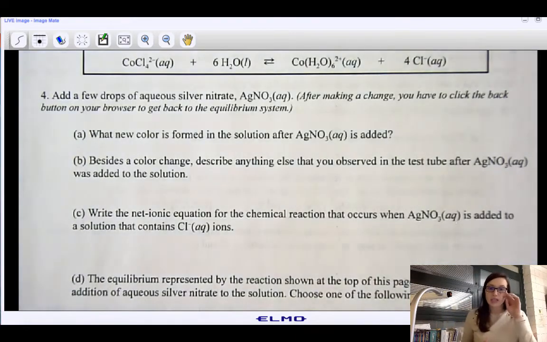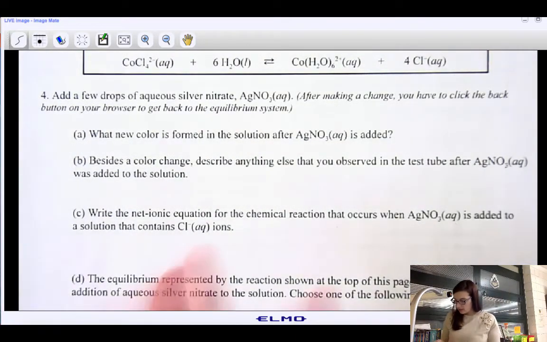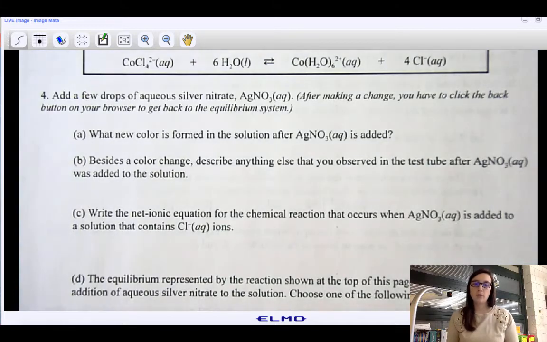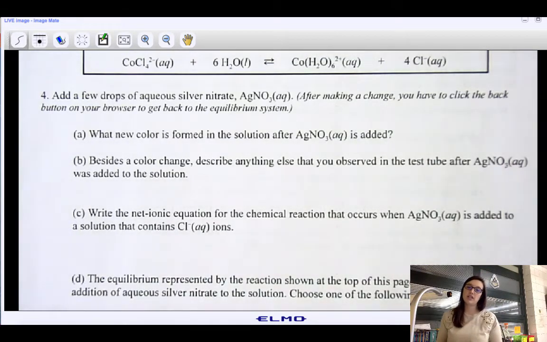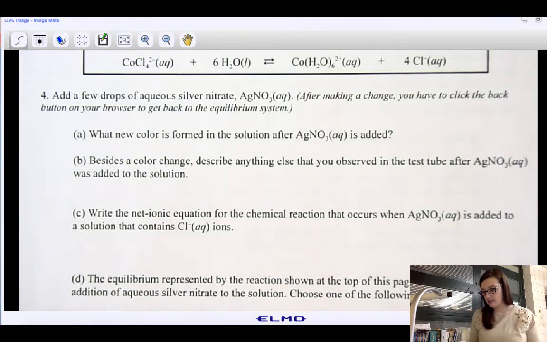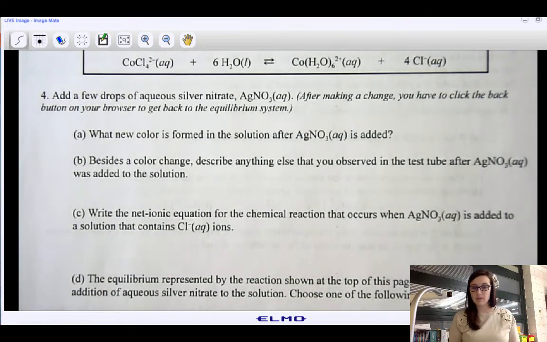So when we look at this, you can answer about the color and anything else that you see, but then part C says write the net ionic equation for the chemical reaction that occurs when AgNO3 is added to a solution that contains Cl- ions. So net ionic, that is your simplest ionic equation. You've gotten rid of all of the spectator ions.